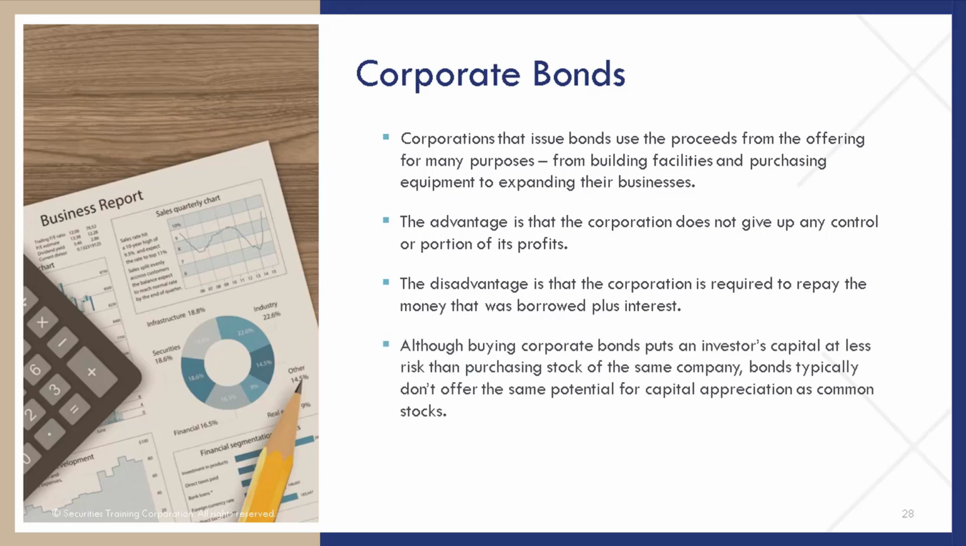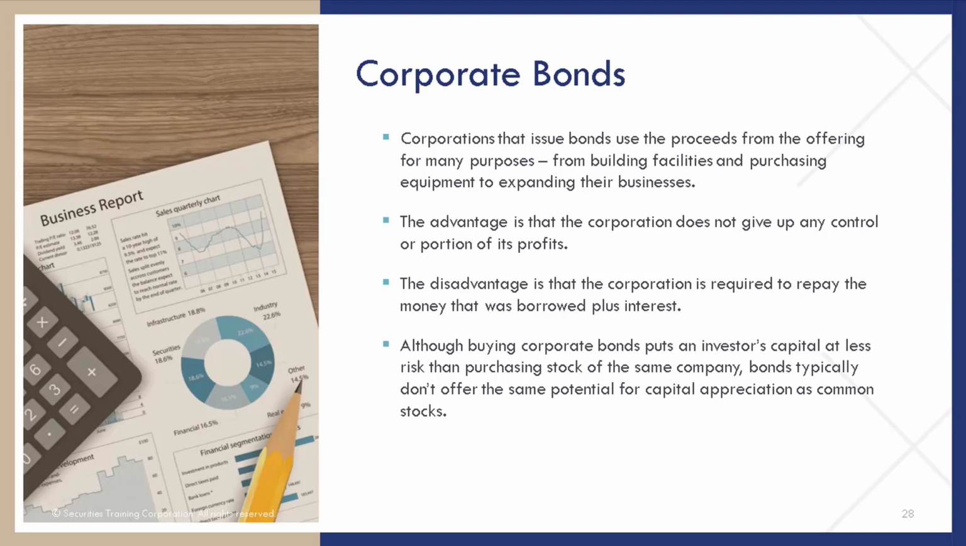Although buying corporate bonds puts an investor's capital at less risk than purchasing stock of the same company, bonds typically don't offer the same opportunity for growth, for capital appreciation, as common stock does. So if you buy a bond, you might be getting a 6% yield, and you're getting this consistent 6%. Also, you will be paid back par value at maturity. So if you hold it to maturity, you know you'll get paid back par value. And if they do default, you come in the pecking order higher than the stockholders. So your capital is at less risk.